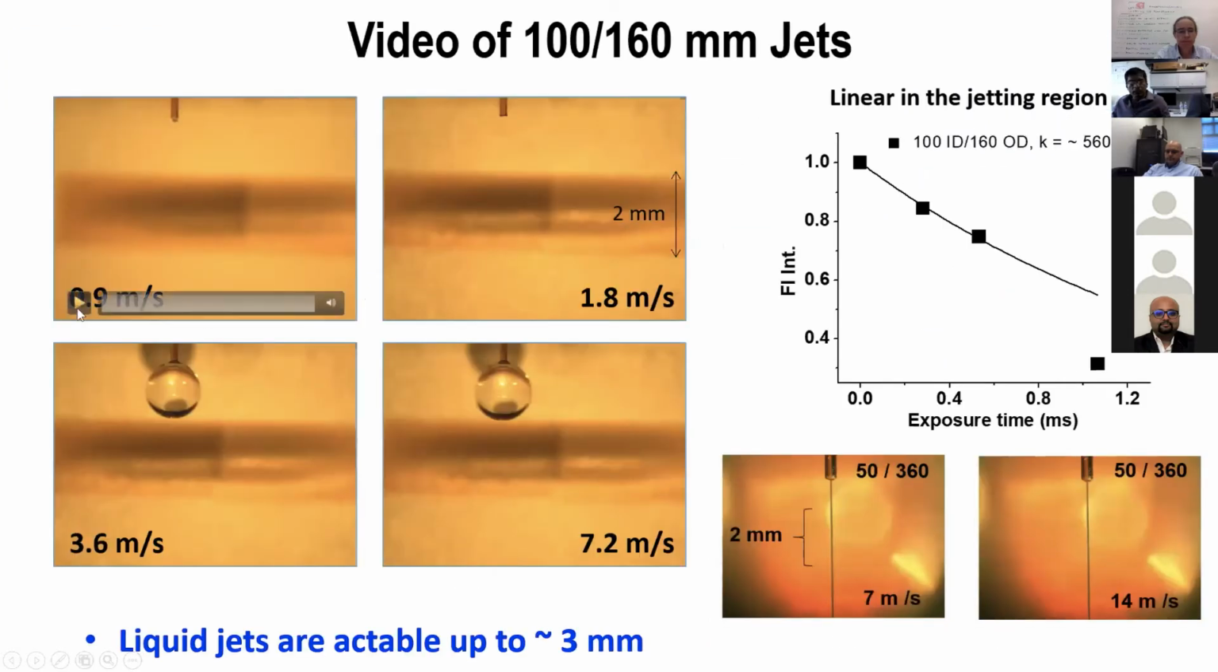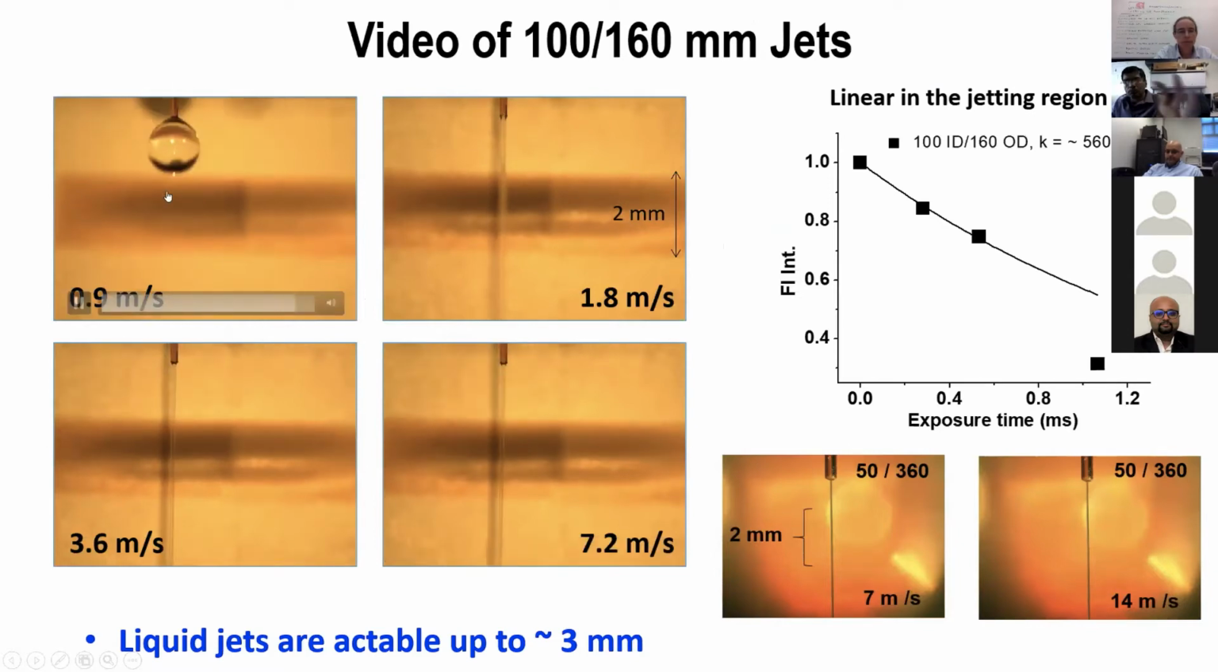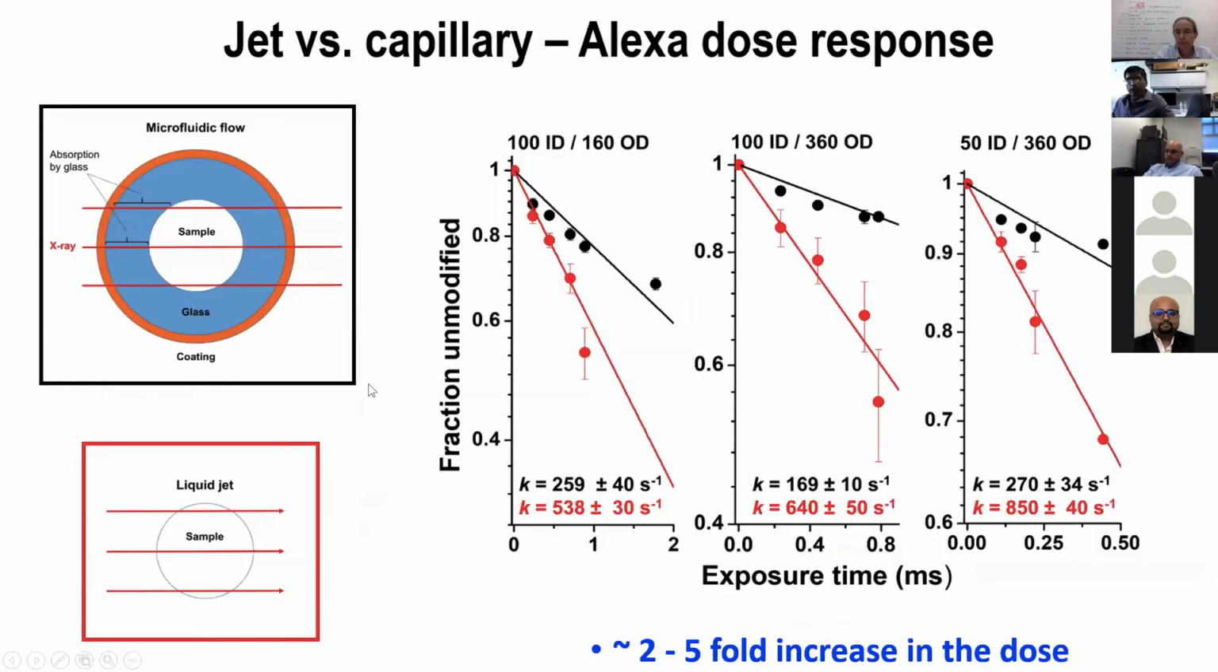Here are some videos of the jet we tried. You can see that if you don't have enough speed, it's kind of bubbles, and the drops are falling. Otherwise it's not stable, but at a very high speed, you have a very nice jet, and it stays for very long, like 2 millimeters or more. I think I'm a bit short on time.